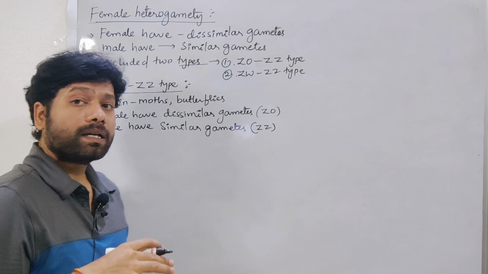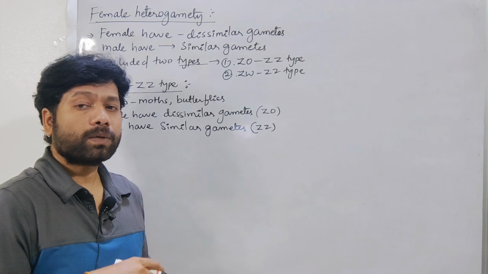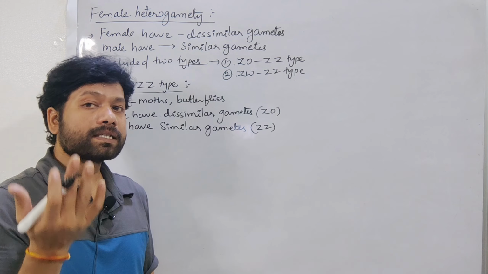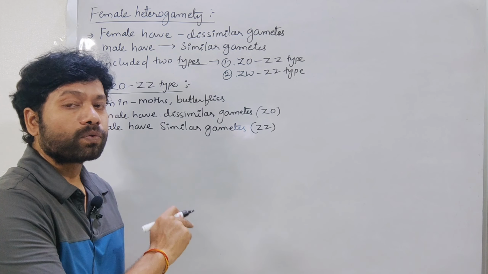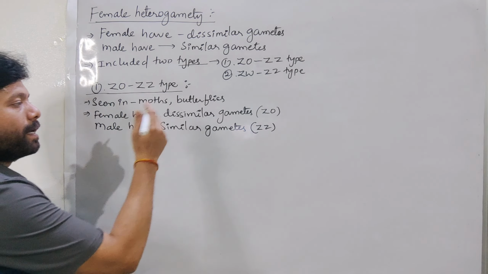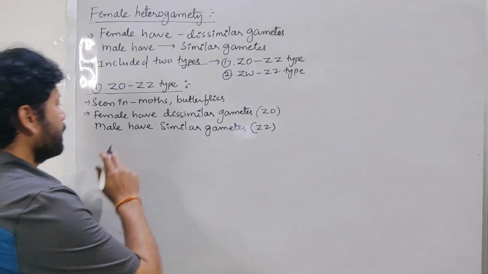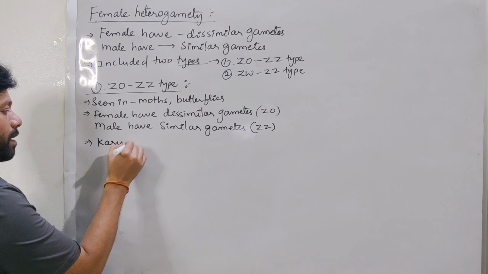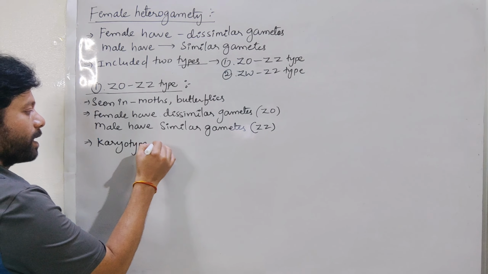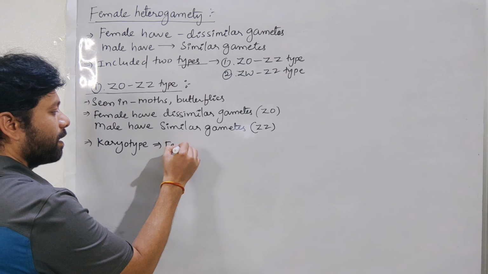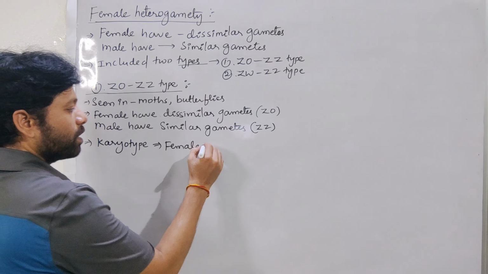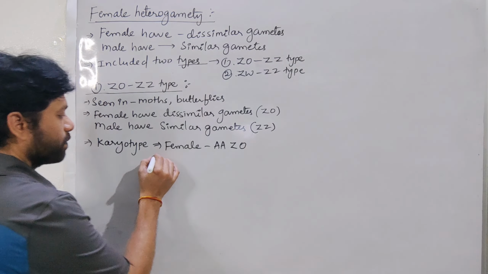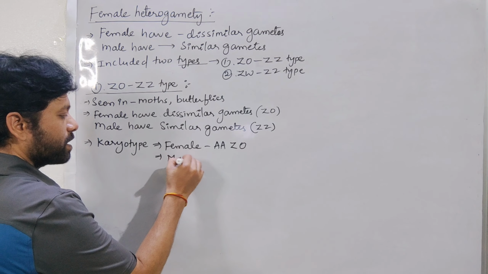In case of male heterogamety, male has the hetero and female has the similar. Here it is female hetero, so that's why female has dissimilar and male has similar gametes. So what is the karyotype? Karyotype: female is what here? AAZO. Male is what?